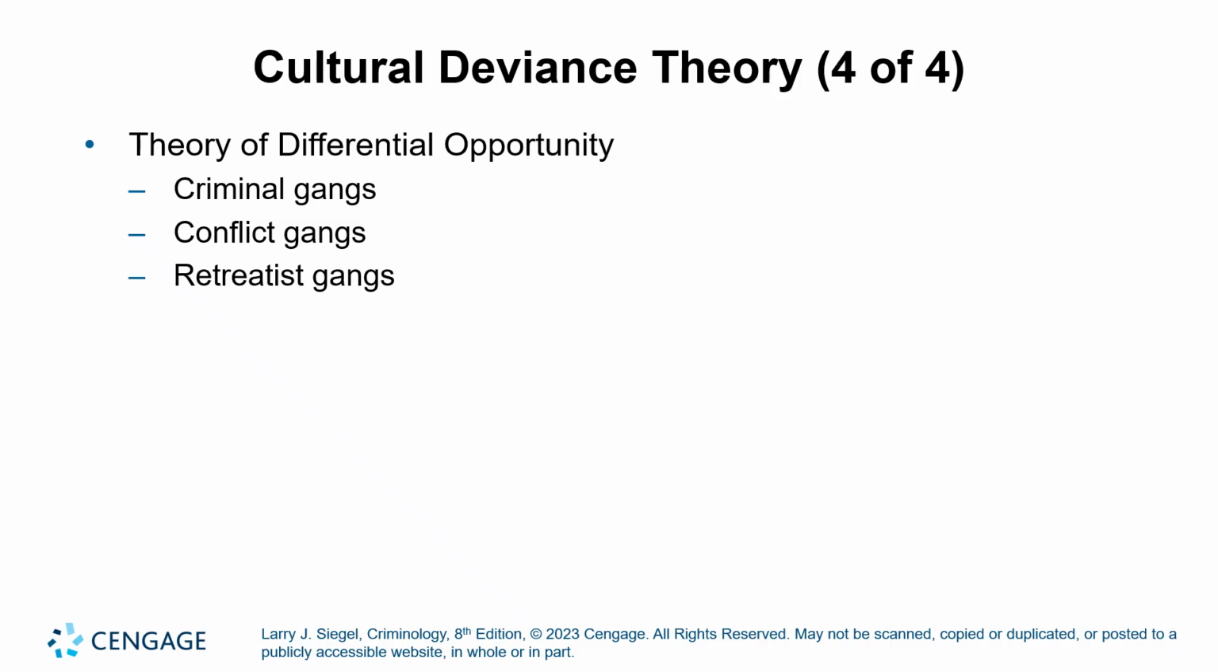Another key explanation within cultural deviance theory is the theory of differential opportunity, which argues that not all individuals have access to either legitimate or illegitimate means of success. As a result, different types of gangs emerge based on available opportunities. Criminal gangs form in areas where organized crime opportunities exist and focus on profit-oriented activities. Conflict gangs develop in disorganized neighborhoods where violence is used to gain status and respect rather than financial gain. Retreatist gangs are made up of individuals who are unsuccessful in both legitimate and illegitimate pursuits and often withdraw into substance use. This theory highlights how crime patterns vary depending on the opportunities available within a given social environment.